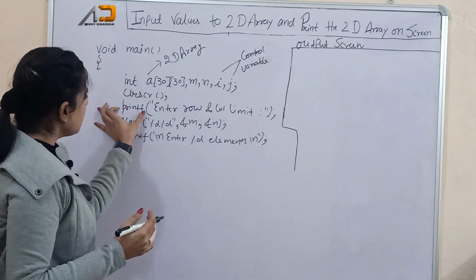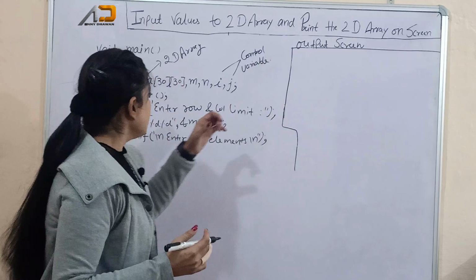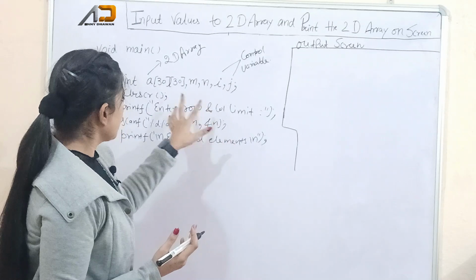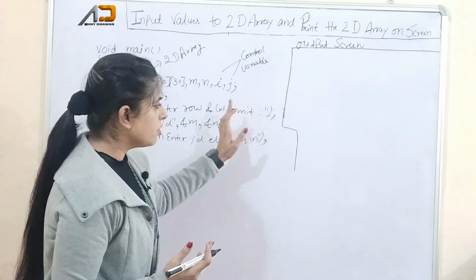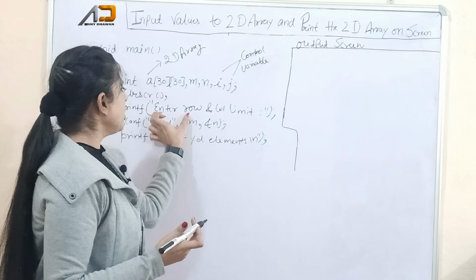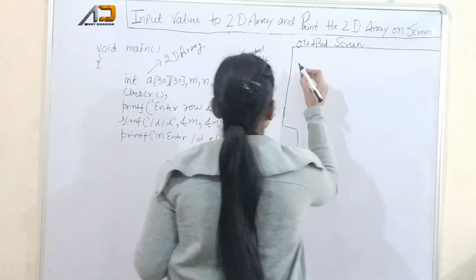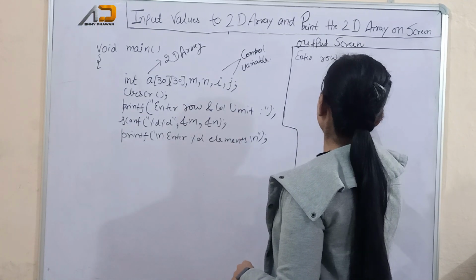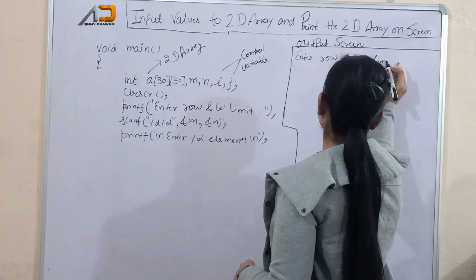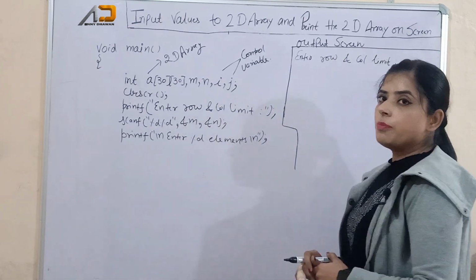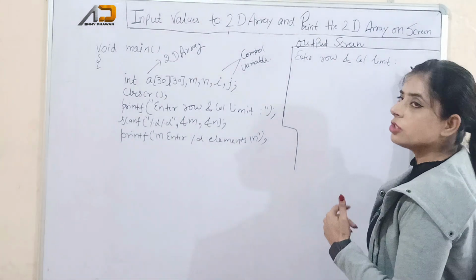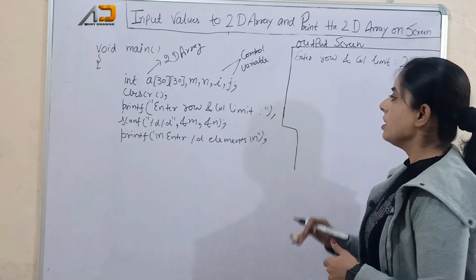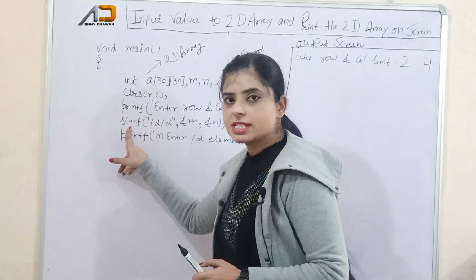What will this printf function do here? The task of the printf function is to print the string enclosed in the double quotation onto the screen. So, what you will get on the output screen is: enter row and column limit. Now, the user has to write two values here and I am going to write here 2 and 4. Now the control moves to this scanf function.